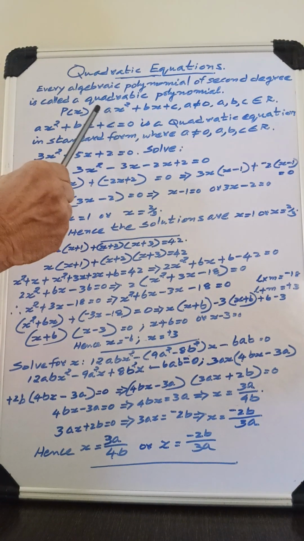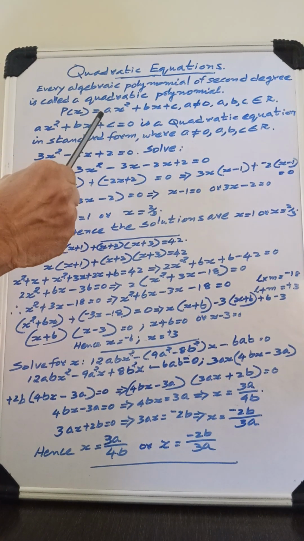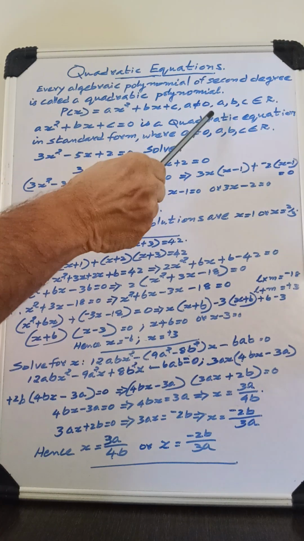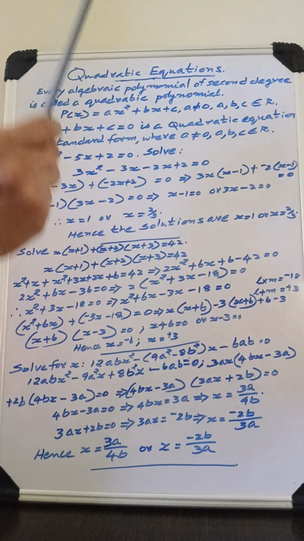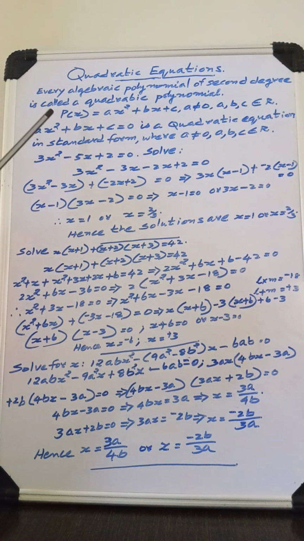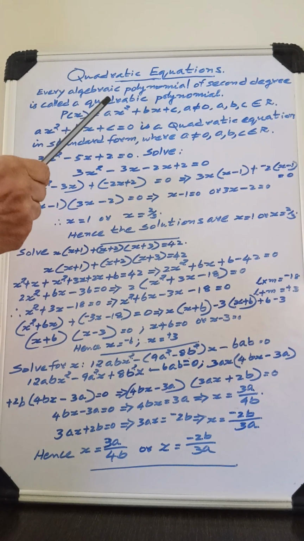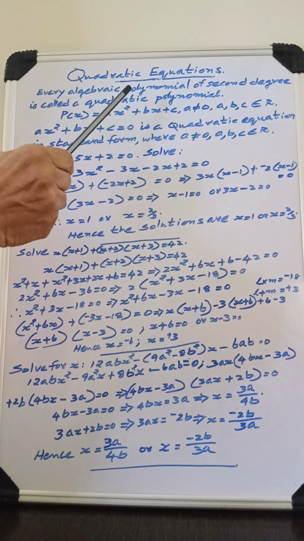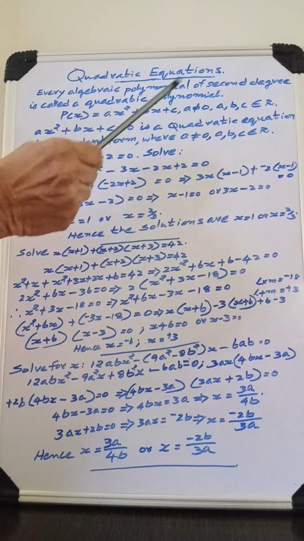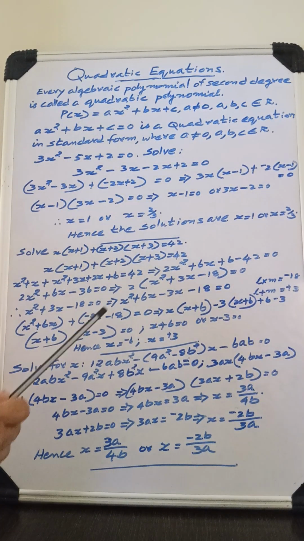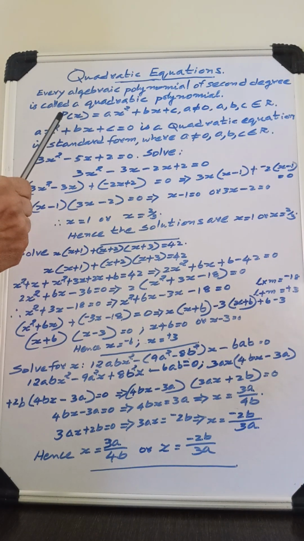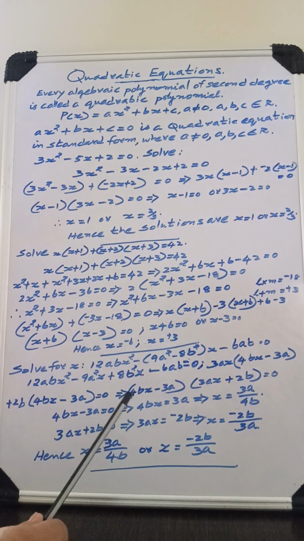If a becomes 0, this ax squared will be eliminated and this will become a linear polynomial. Therefore, a not equal to 0 is compulsory here. Therefore, p of x equals ax squared plus bx plus c. This polynomial has degree 2. For that, p of x is called a quadratic polynomial.